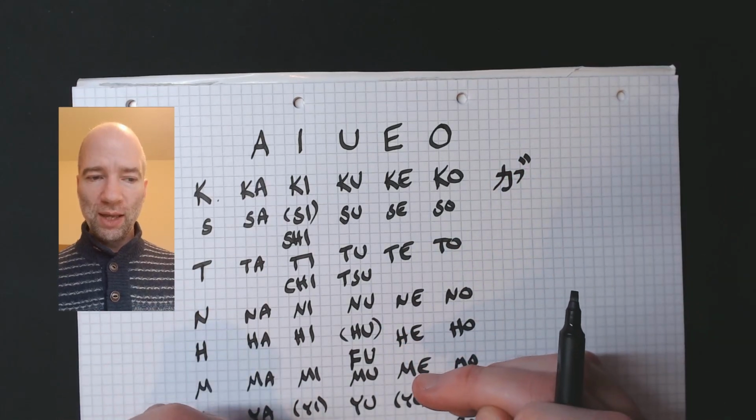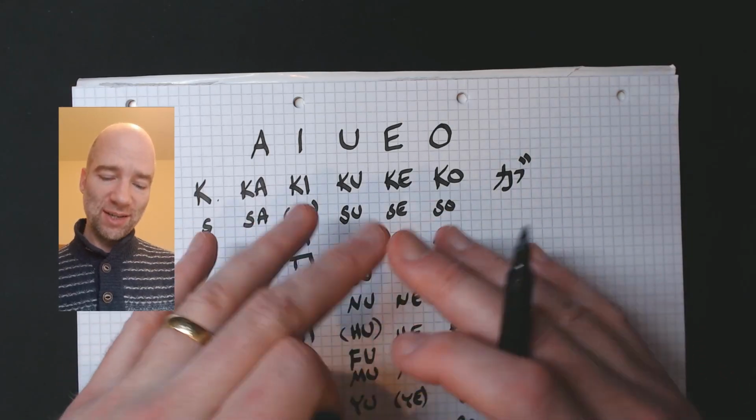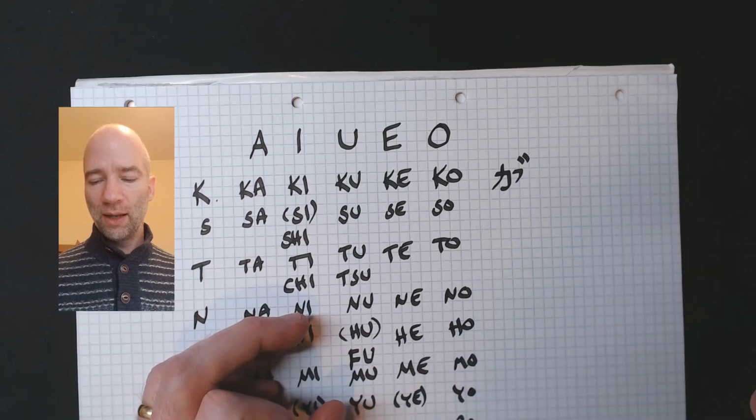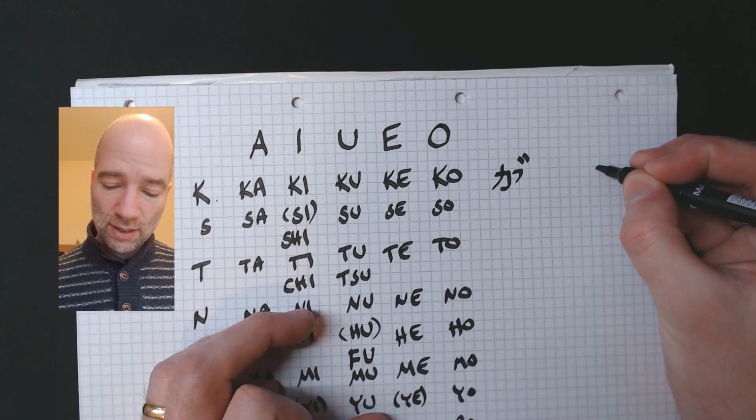kind of sound change that happens because of the phonetic environment. So you can imagine that a word that is like mountain, one of the pronunciations of mountain is san.